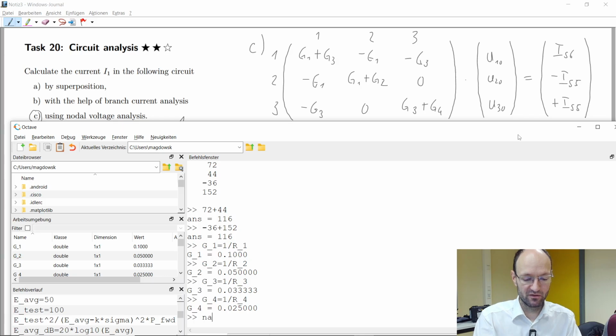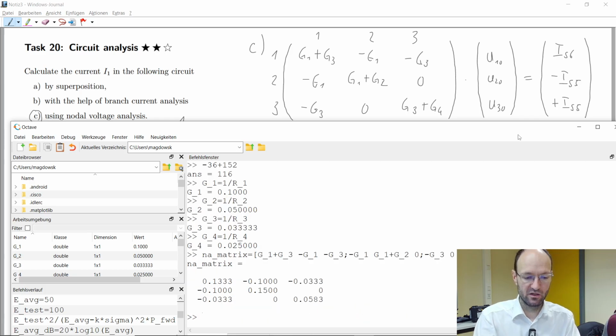nodal analysis matrix looks like this: we have G1 plus G3, then minus G1 and minus G3. In the second row we have minus G1, G1 plus G2 and 0, and in the last row we have minus G3, 0 and G3 plus G4. And then the matrix looks like this and does not look too bad.